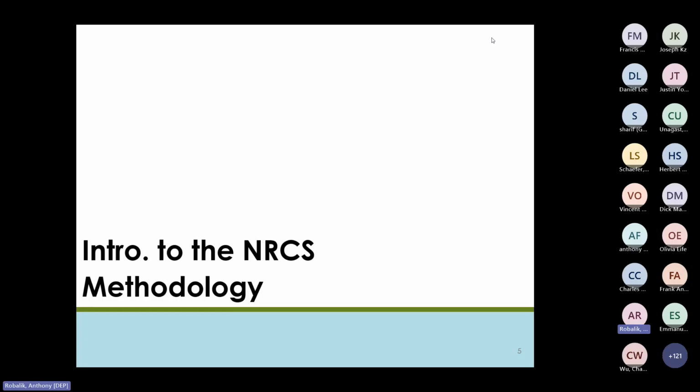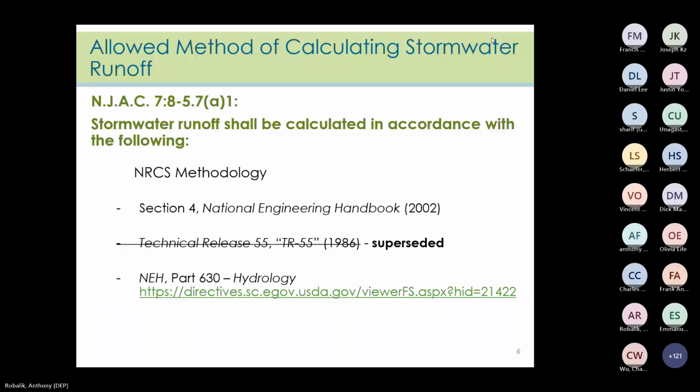And our last goal will cover when exfiltration may or may not be used in the stormwater routings. First, we'll take a closer look at the NRCS methodology. The requirement is found in the rules at the location noted at the top of the slide, 7:8-5.7A1. The method listed in the rules is the USDA Natural Resources Conservation Service, or NRCS, methodology, which, like I said earlier, was additionally described in TR55. However, TR55 has been superseded by the National Engineering Handbook, or NEH, Part 630 Hydrology. The link to that is at the bottom of the slide.